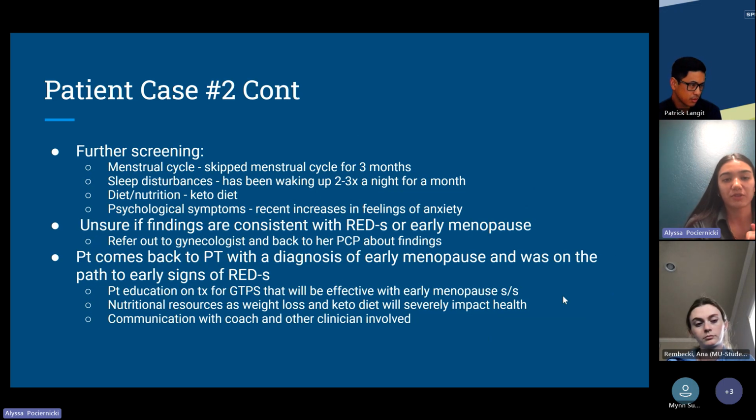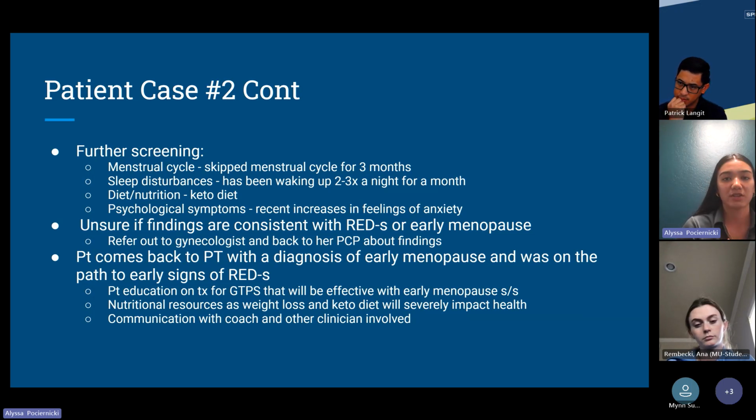But you do some further screening. You ask about her menstrual cycle. She says that her menstrual cycle has skipped for 3 months. You ask about sleep disturbances or how her sleep has been going in general. She says that she's been waking up 2 to 3 times a night for about a month now. And then the new diet that she decided to start was the keto diet. You ask about psychological symptoms, and she says that she's been having some recent increases in feelings of anxiety.